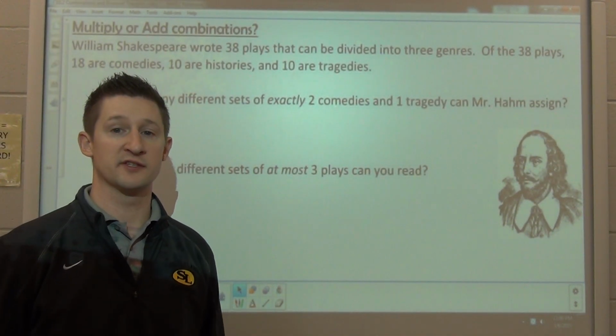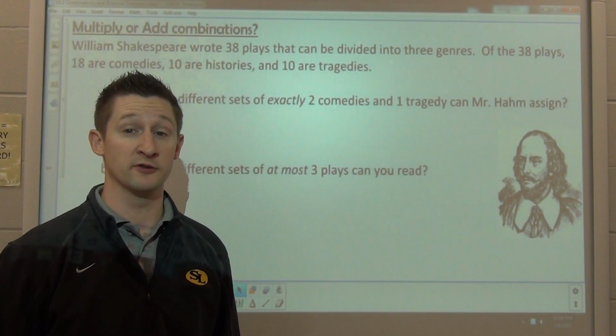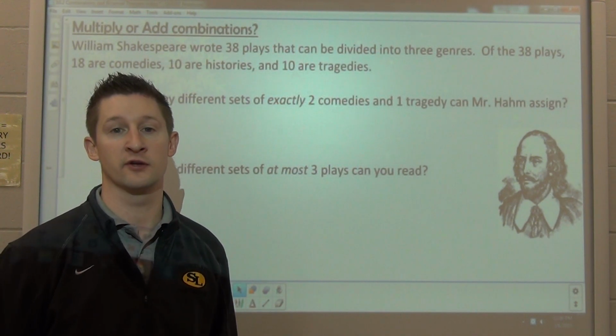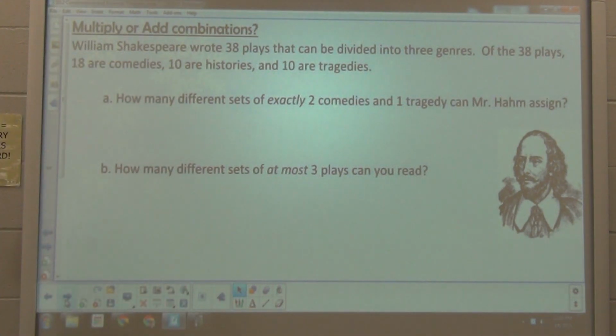In part 2 of lesson 2, we're going to be looking at some situations where we are either going to have to multiply a number of combinations together or add a number of combinations together. So for this example, William Shakespeare wrote 38 plays, and they can be divided into 3 genres. Of those 38 plays, 18 are comedies, 10 are histories, and 10 are tragedies.